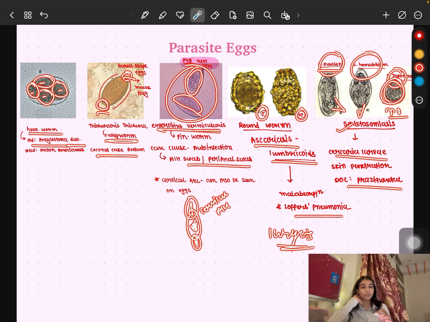The most important thing out of all of it is that you just have to identify the photo of the egg and mark the option. So yes, that's that.